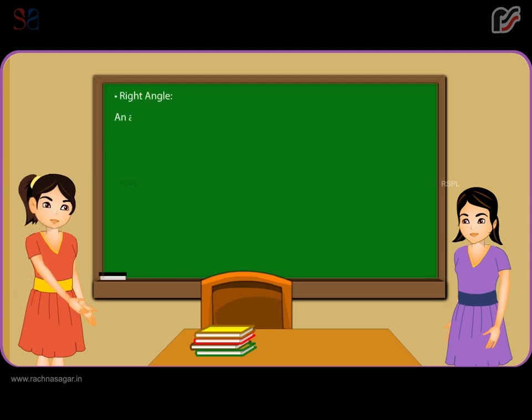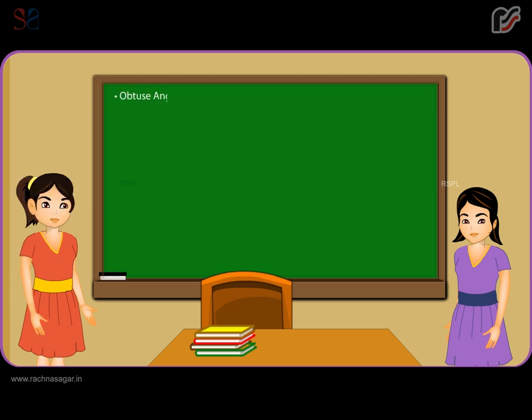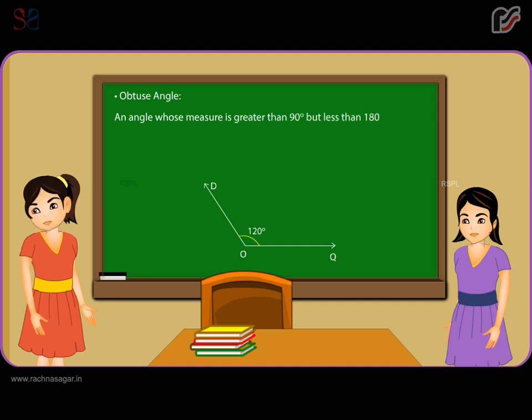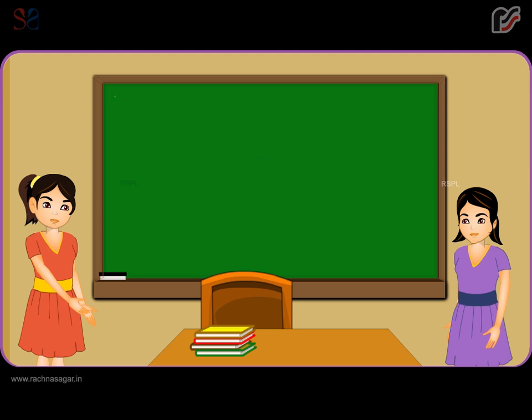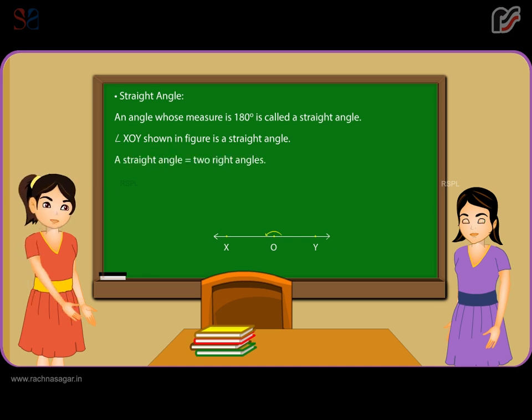Right angle. An angle whose measure is 90 degrees is called a right angle. Angle AOB shown in figure is a right angle, that is 90 degrees. Obtuse angle. An angle whose measure is greater than 90 degrees but less than 180 degrees is called an obtuse angle. Angle DOQ shown in figure is an obtuse angle. Straight angle. An angle whose measure is 180 degrees is called a straight angle. Angle XOY shown in figure is a straight angle. A straight angle is equal to two right angles.